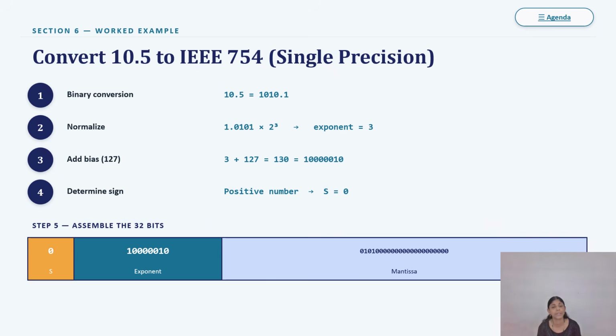Now I have to determine the sign. Check your number. What is your number? 10.5, which is a positive value, so the sign is positive. What is the binary for the positive sign? It is 0, so I have written it as 0. In the orange color, it's the sign bit, and the bit representation is 0. What is the next one you have to write? You have to write the exponent next. What is your exponent? It is 2 power 3.